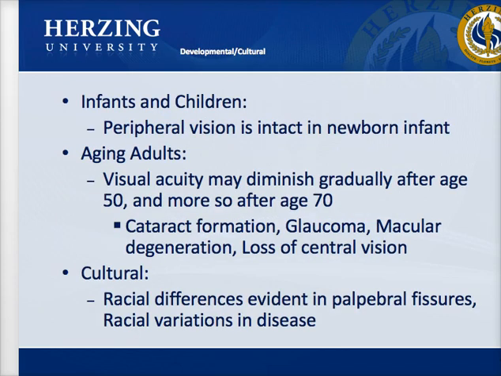The eyes undergo age-related changes. At birth, eye function is limited. Peripheral vision is intact in newborns, however. The macula is present at birth, but it matures by the age of 8 months. Eye movement is poorly coordinated, but matures by age 3 to 4 months. The eyeball reaches adult size by 8 years of age.